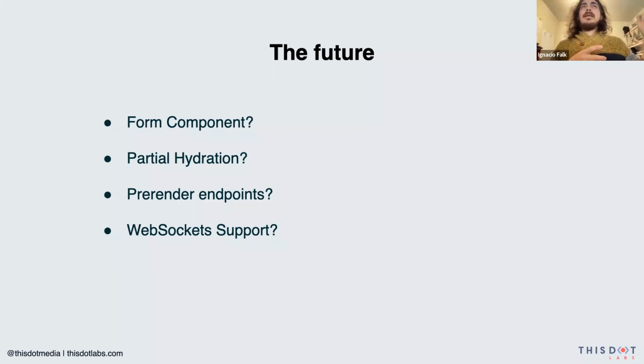That's also called island architecture. Also the ability to pre-render endpoints. So if you're getting data from another source, you can pre-render it. So you just return the result of that call. I don't know, you can provide a JSON file that is the result of calling that endpoint. WebSocket support is also maybe going to happen.